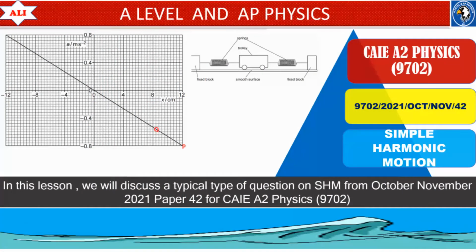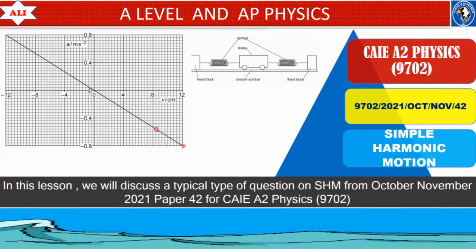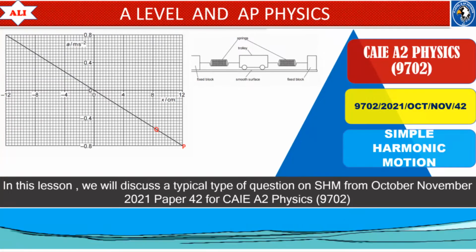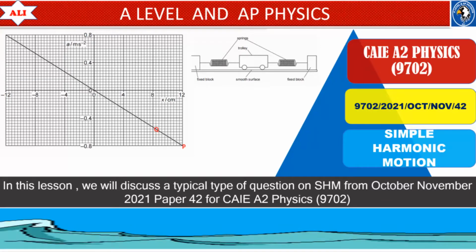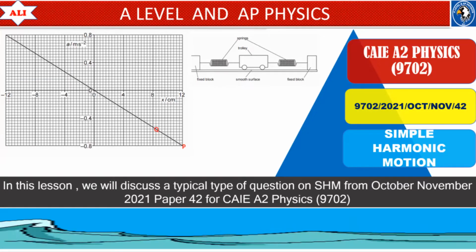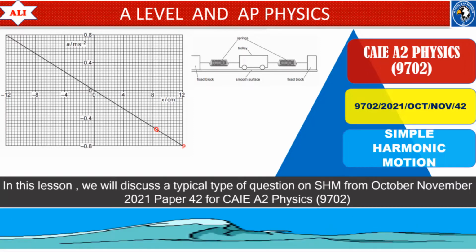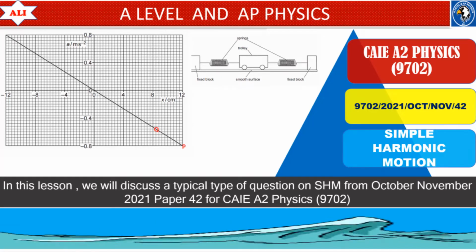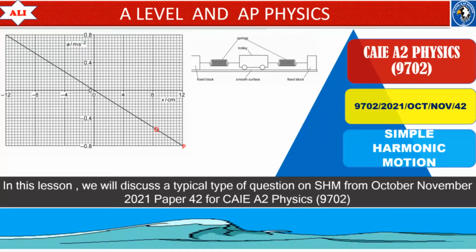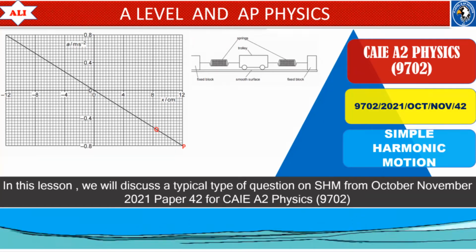In today's lesson, we will discuss a typical type of question on simple harmonic motion from October-November 2021, Paper 4, Variant 2. In this question, we will talk about the basic conditions required for simple harmonic motion, meaning simply how we can classify a motion as simple harmonic motion. Then we will talk about the acceleration against displacement graph, and we will discuss how we can calculate the time period if the acceleration against displacement graph is given to us.